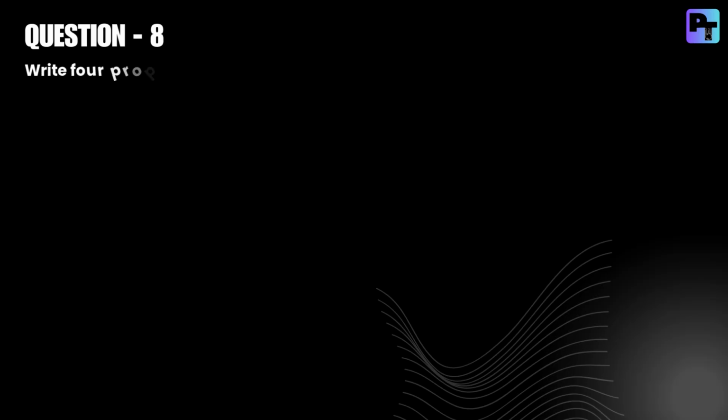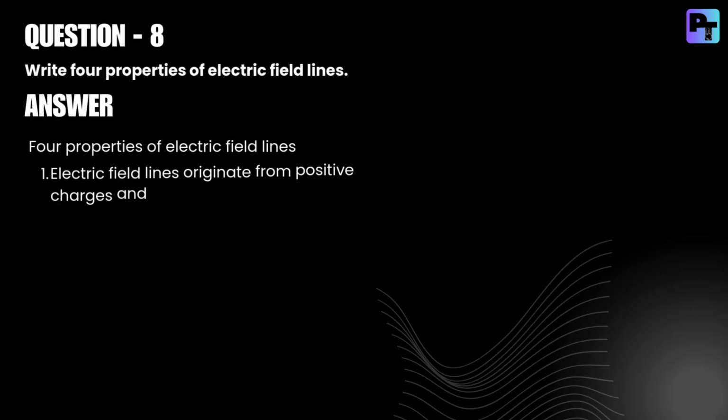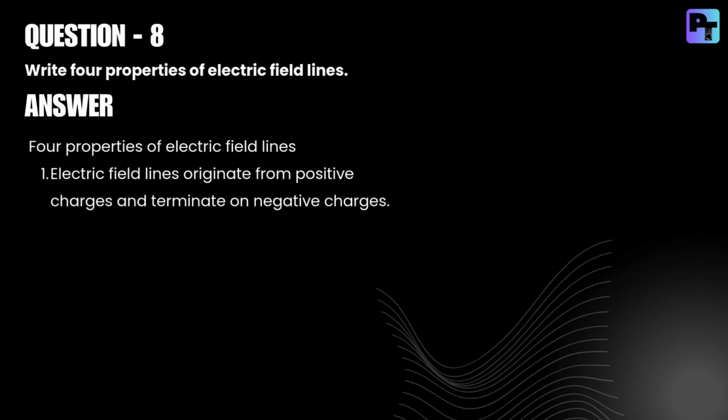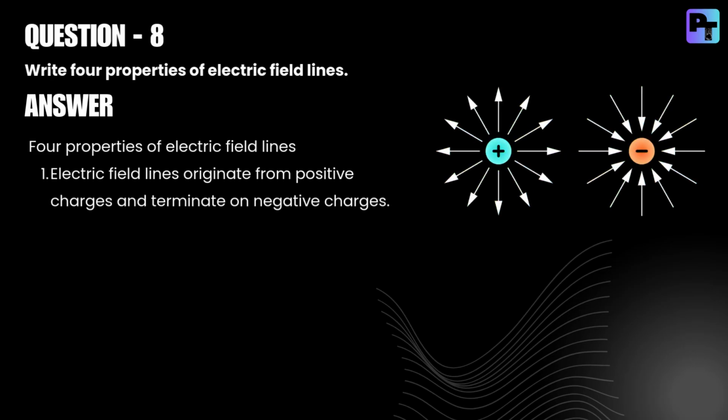Write 4 properties of electric field lines. Answer is, 4 properties of electric field lines are 1. Electric field lines originate from positive charges and terminate on negative charges.